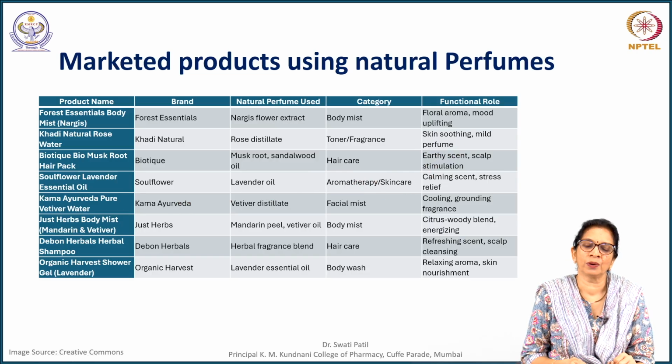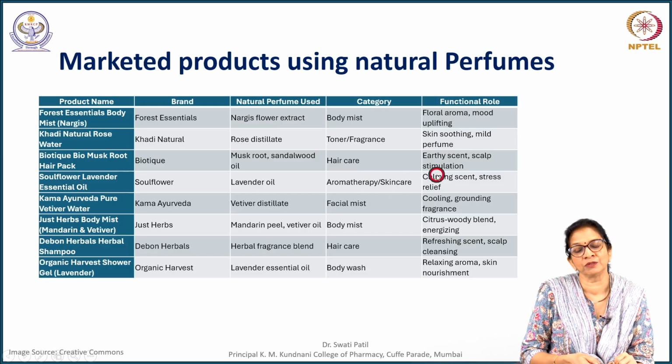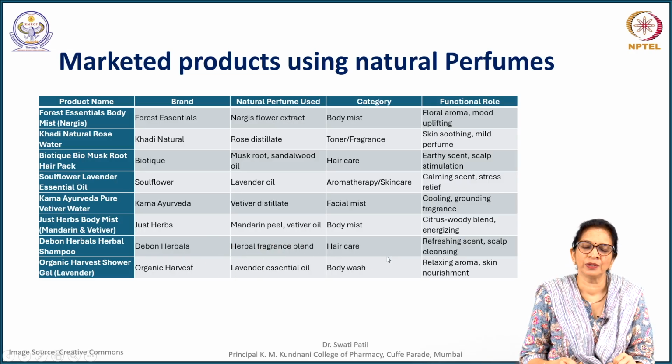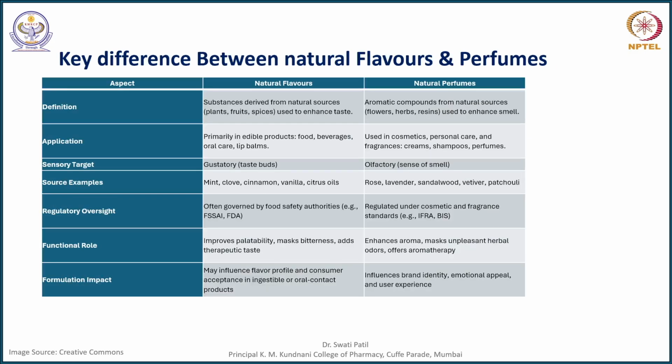Vetiver, which is an oil obtained from the grass used in facial mist, gives a very cooling and grounding fragrance. Mandarin peel and vetiver oil, again used by Just Herbs company, gives a citrus and woody blend. And Dabur Herbals, which uses herbal fragrance blend used in hair care, lavender, which is used by Organic Harvest in body washes. A few examples of marketed products.